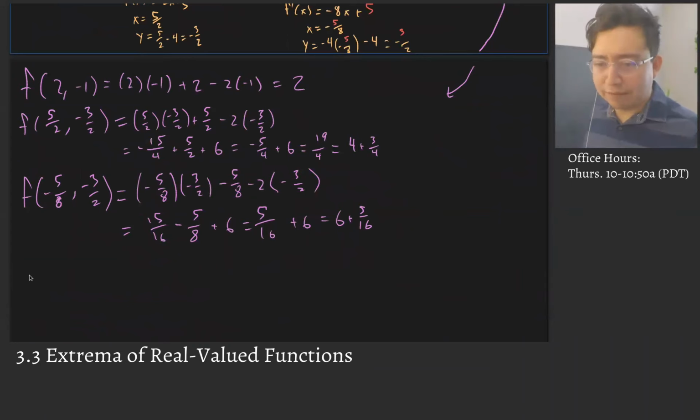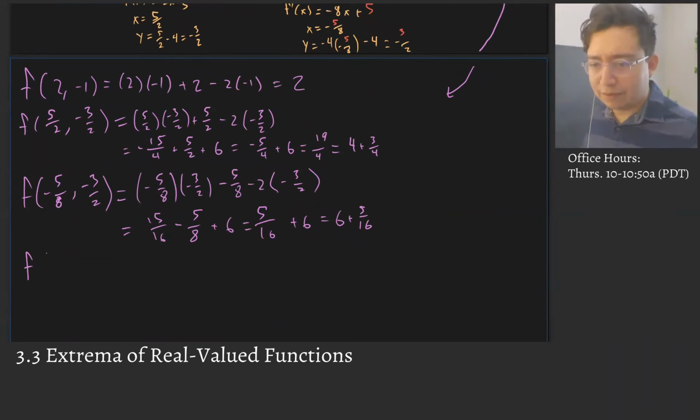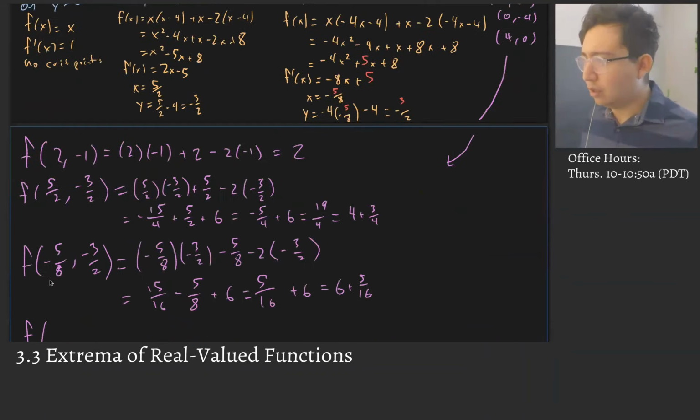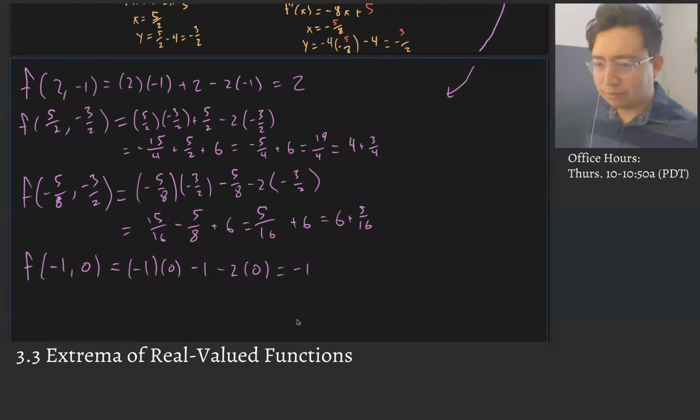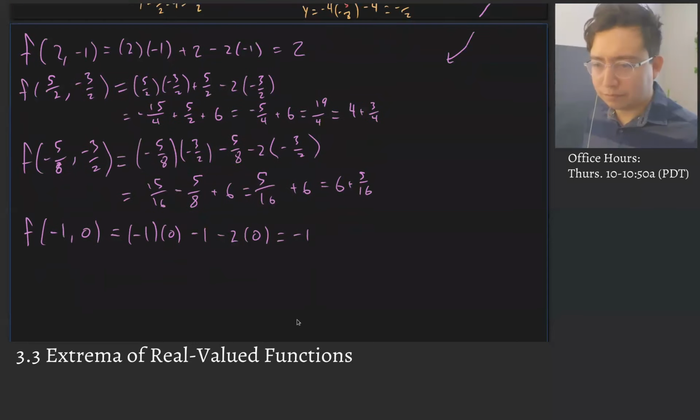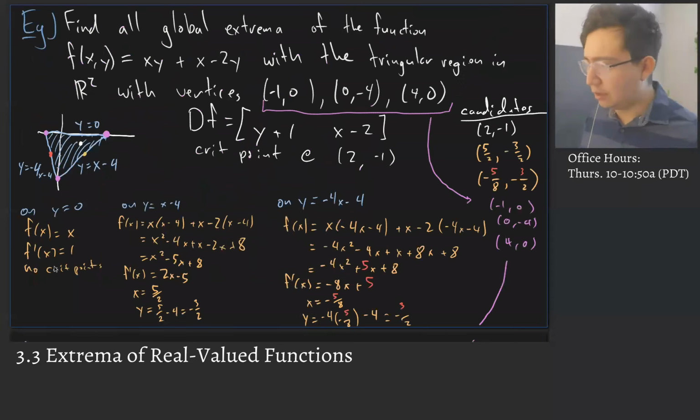And so we have f of -1, 0, which is -1 times 0 minus 1 minus 2 times 0. So we get a -1. Okay. Then we have f of, what is it, 0, -4.